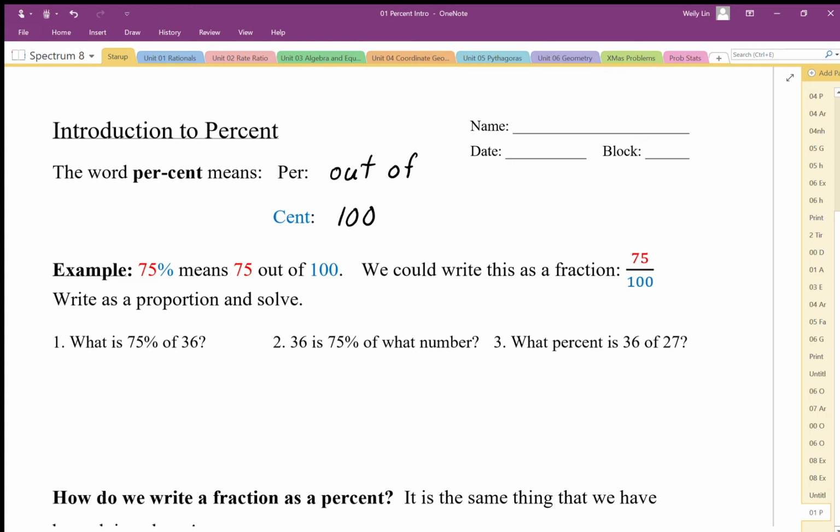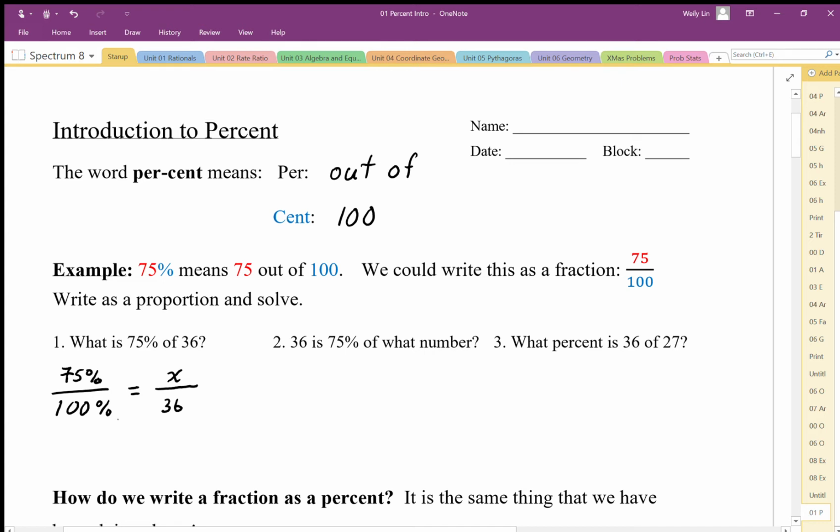Okay, so 75% of 36, we can set it up as 75% compared to 100% is equivalent to, and we're setting up an equivalent fraction here, 36 represents the whole, and then that represents a part. And then we could use a multiplier or a divisor or proportion to do this.